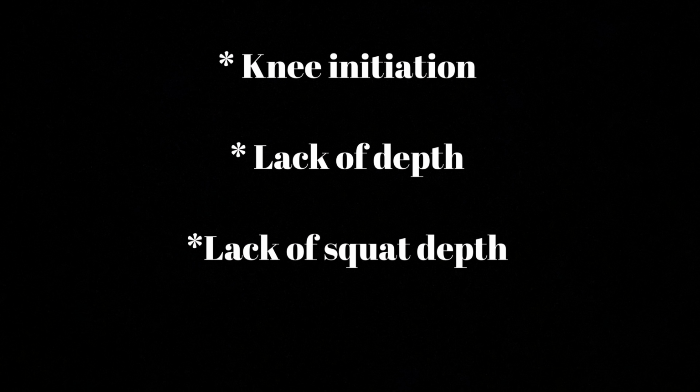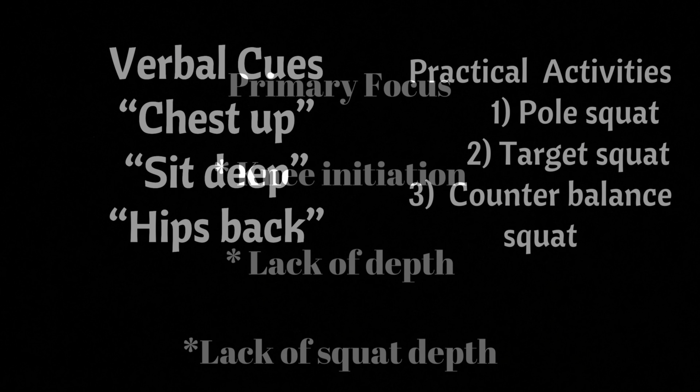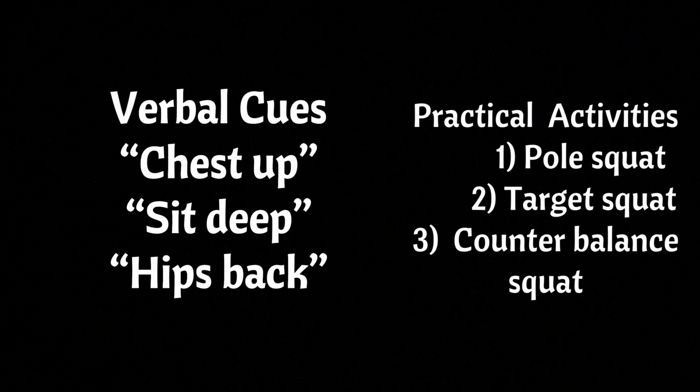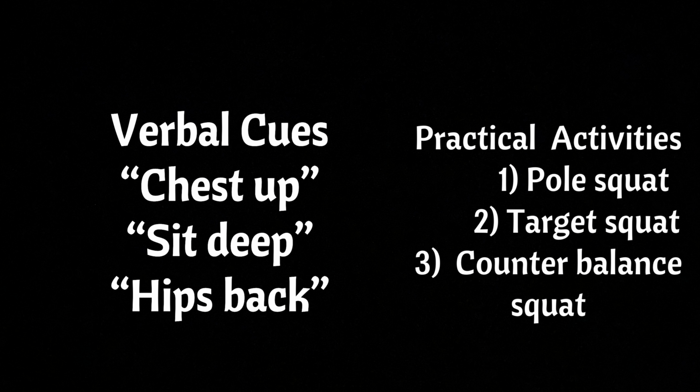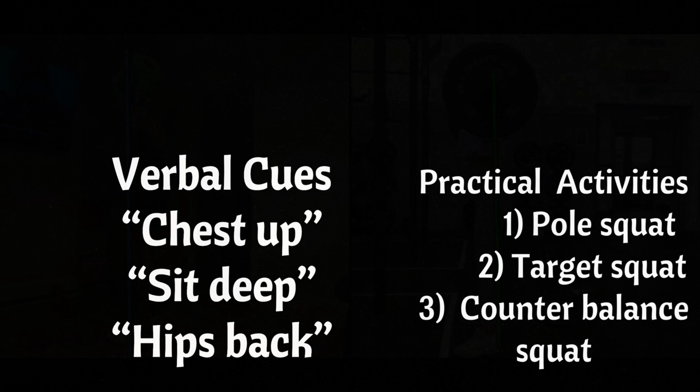The primary focus with athlete 2 is to develop their squat depth through the use of target squats and the cue of hips back, and pole squat with the cue of sit deep. Another cue of chest up will also be used.